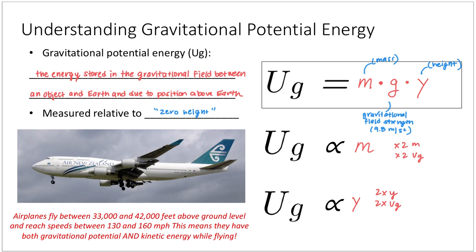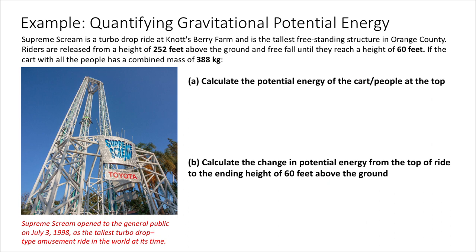All right, let's take a look at an example of calculating the gravitational potential energy of an object. Now, a great example of gravitational potential energy is a ride that I've been on, and maybe you have too. Supreme Scream is a turbo drop ride at Knott's Berry Farm and happens to be the tallest freestanding structure in Orange County. On this ride, riders are released from a height of 252 feet above the ground and free fall until they reach a height of about 60 feet.